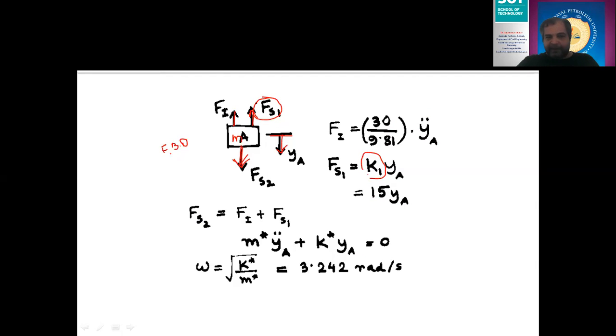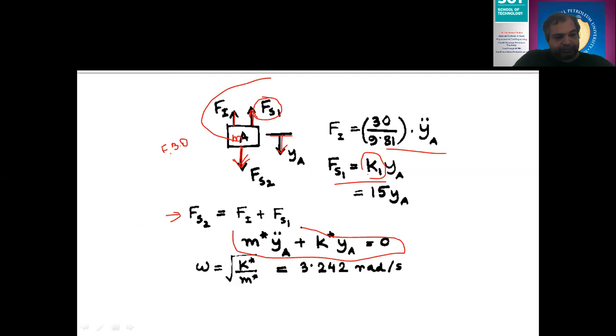So Fi plus Fs is equal to Fs2. This will come. So this is based on D'Alembert principle, considering the equilibrium of this free body. So if you put it this way, then you have the Fi value and the Fs value. You put these values, then you will get this in the particular form, which is m star into Ya double dot plus k star into Ya is equal to 0. You will have some values here.